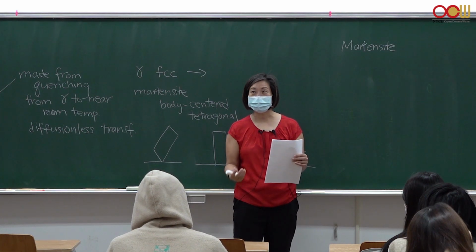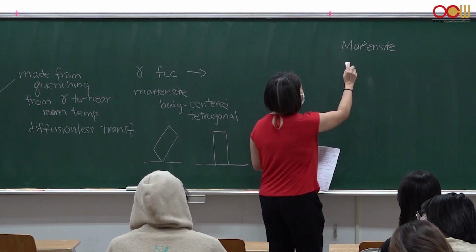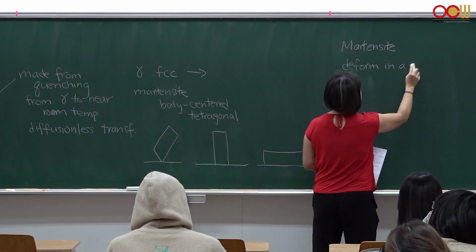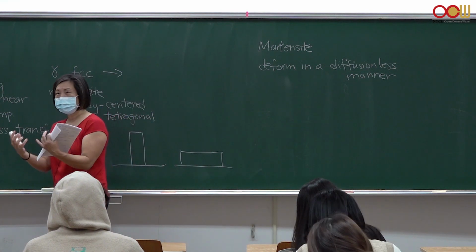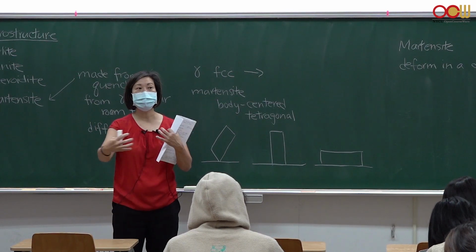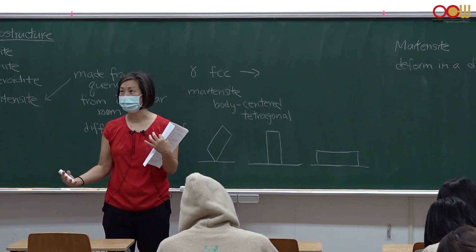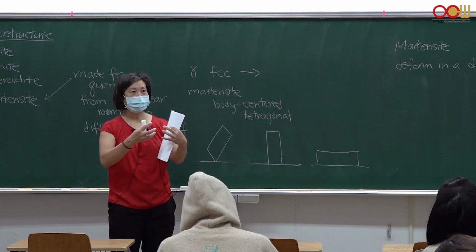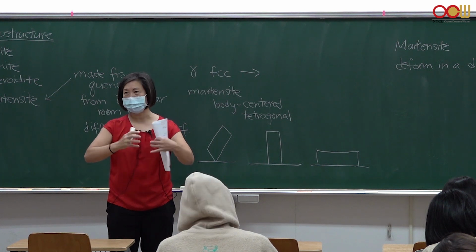So it's still not a diffusion-based deformation. Martensite will deform in a diffusionless way. And so the atoms that are near each other are still near each other. They haven't changed. It hasn't moved. None of the atoms have diffused or moved to a different spot. Okay, so all of the atoms are still near their nearest neighbors, just in a different orientation.